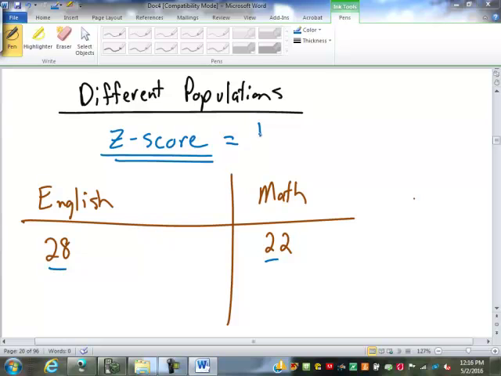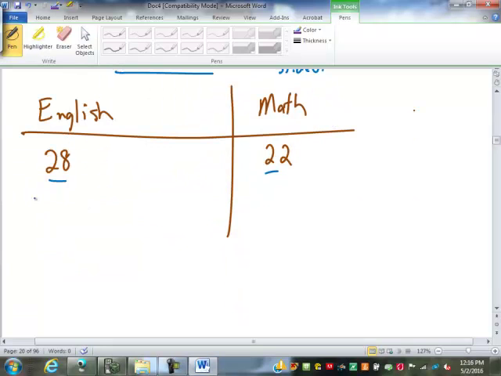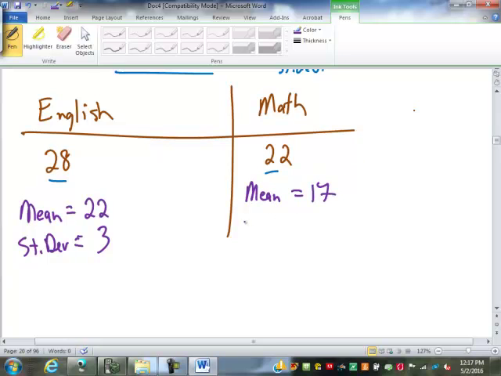The z-score involves us taking a number, and from that number we subtract the mean for that population. Then we divide that difference by the standard deviation. So we need to know some more information to do anything with these. Let's say that on the English test, the mean score for all students who took that test is 22, and there's a standard deviation of 3. For the math test, let's say that there is a mean score of 17, a standard deviation of 2.